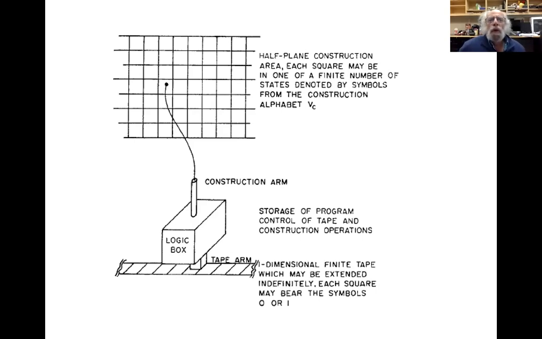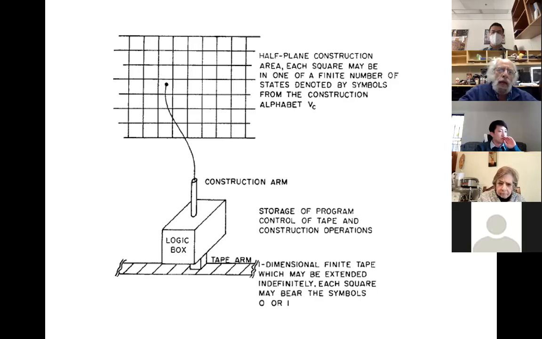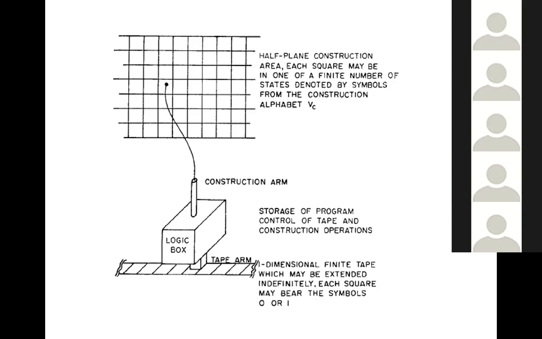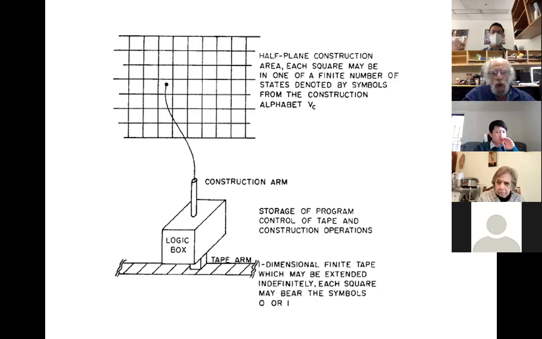Now here is what von Neumann changed from that kinematic model to the cellular automaton. What he had in every square was a finite state automaton, which has a certain number of states. It could have 2 states, 0 and 1, or it could have n states. And the tape was similar to the tape of Turing. It is one-dimensional, not necessarily infinite. It's a finite tape which can be extended indefinitely. Each square now bears the symbol 0 or 1. And therefore, this instruction now turns on a finite state automaton in a certain state.